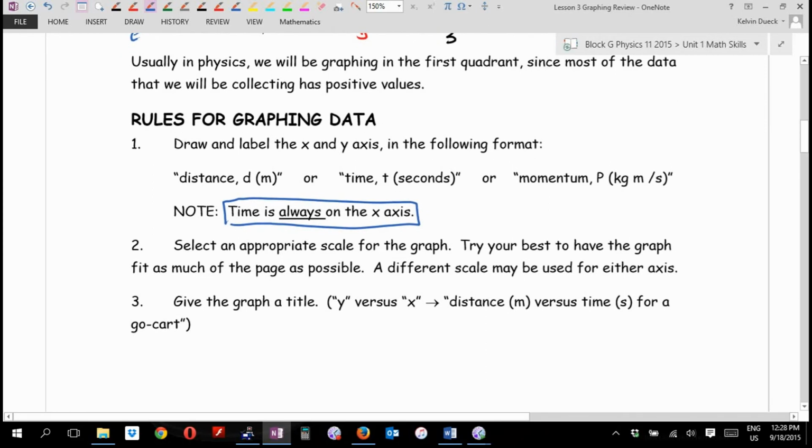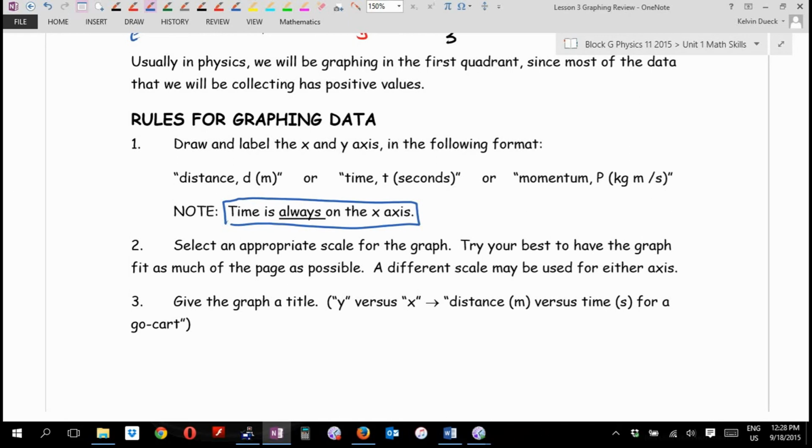Second thing, select an appropriate scale. Try to have your graph fit as much of the page as possible. Ethan, if I give you this much graph paper and your graph takes up that much room, that's a dumb scale. You should have maybe gone up by 2s or, go up by half or something. Try and go as far this way as you can and as far this way as you can. Make your graphs pretty. You can use, Cody, a different scale for either axis. You may go up by 5s on the x-axis and up by thousands on the y-axis. It just depends on your data.